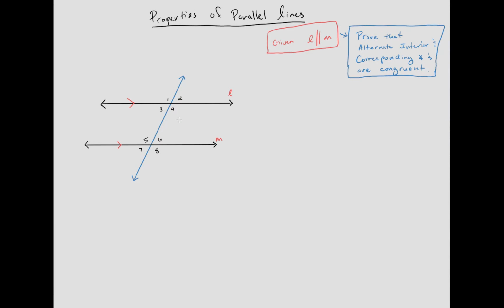So parallel lines have a lot of awesome traits. I am given that these two lines are parallel. We have a transversal, let's go ahead and call it P, that is traveling through these two parallel lines. And we want to prove that alternate interior angles and corresponding angles are congruent. And so alternate interior angles are congruent to each other and corresponding angles are congruent to each other.